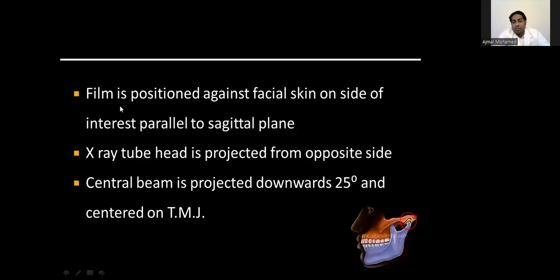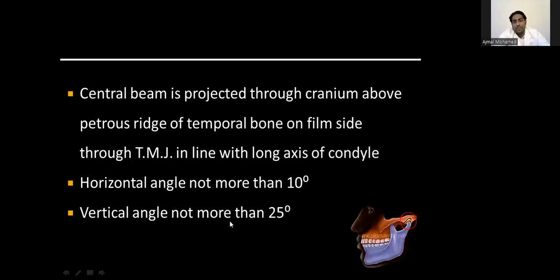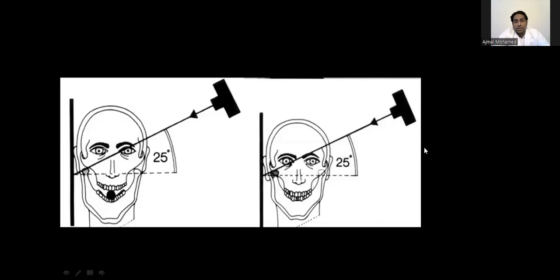Now this point is very important. The film is positioned against the facial skin on the side of interest, parallel to the sagittal plane, and the X-ray tube head is projected from the opposite side. The central beam of the X-ray is projected downward 25 degrees and centered over the image. So this is one pictorial presentation of the transcranial view.